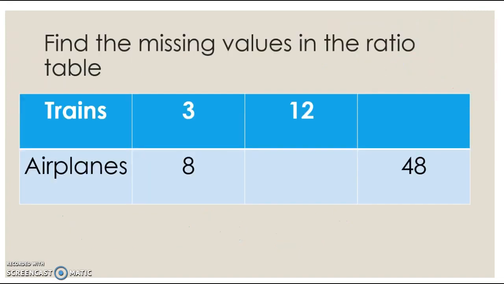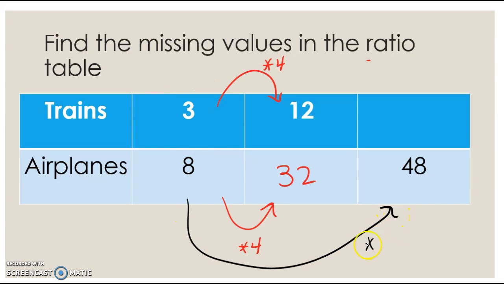Again, we have another ratio table here. We're finding the missing values. To get from 3 to 12, we multiply by 4. We do the same thing here. 8 times 4 gives us 32. Again, if there's not really a clear way to get from our middle number to our end number, I always like to start at the beginning since I know these numbers are correct because I was given those numbers. So 8 times 6 gives us 48. We have to multiply the same thing here. 3 times 6 gives us 18. So we found those 2 missing values.